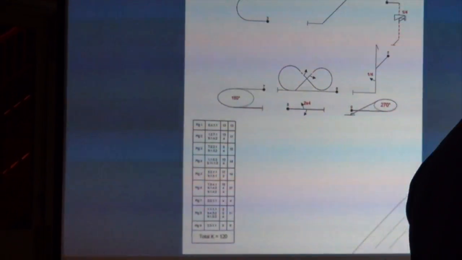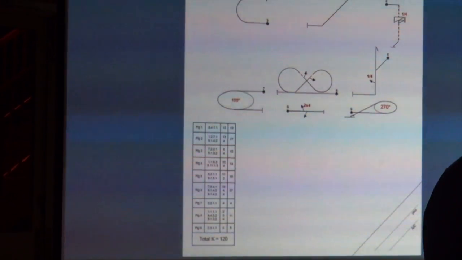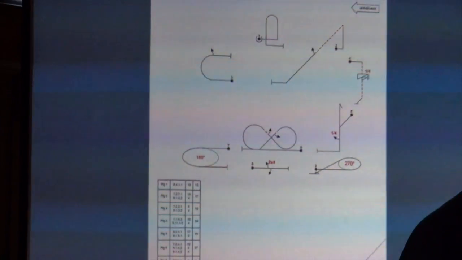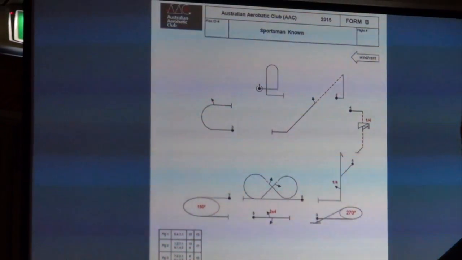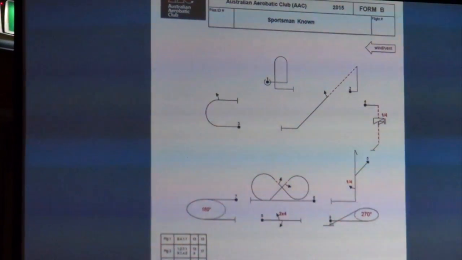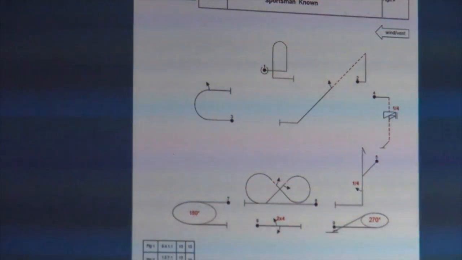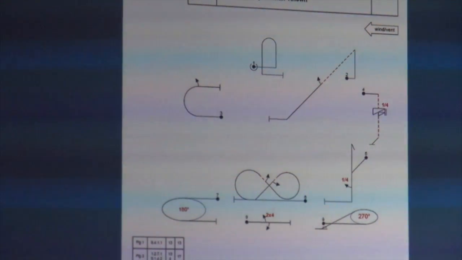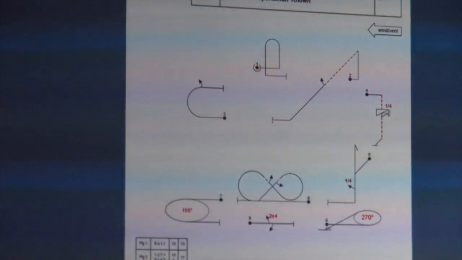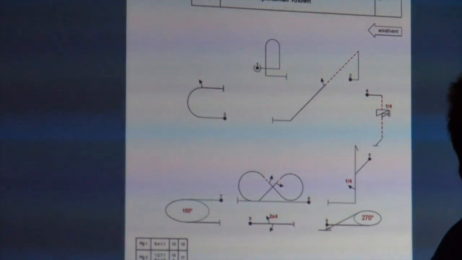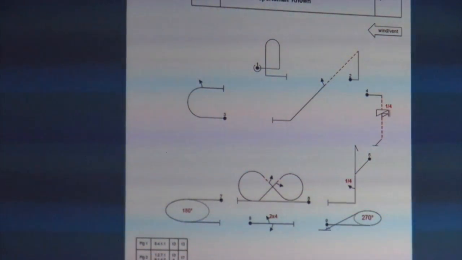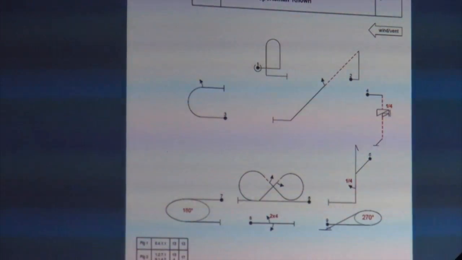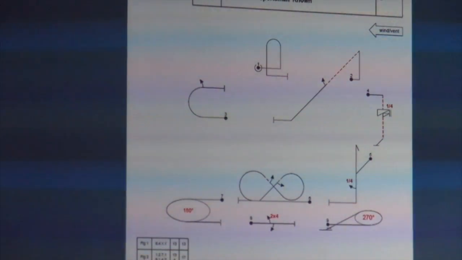We then get to sportsman, which is a class that has one difference in that you are also given an unknown program to fly, which is a 3rd program in the competition. You can elect to fly the known program, which is this published program, and by the way, these get published once a year, and they get flown for the entire year by the categories. And you can also design your own free program, or if you don't feel like it, you can elect to fly the sportsman known twice in the competition.